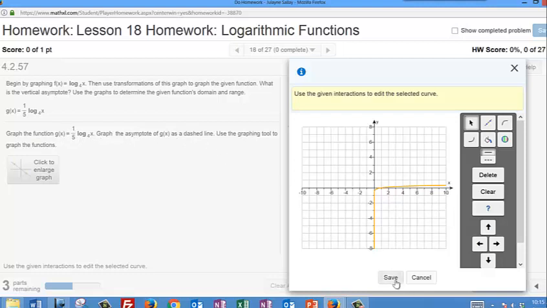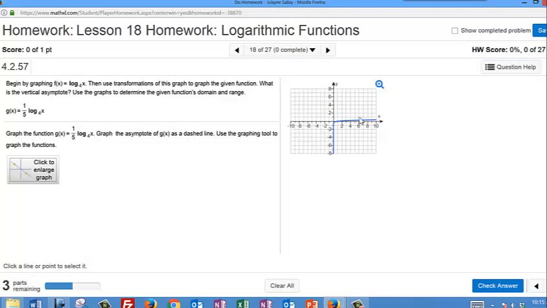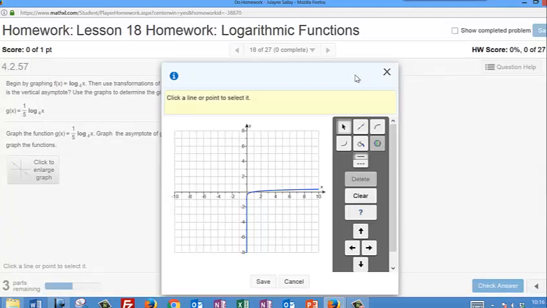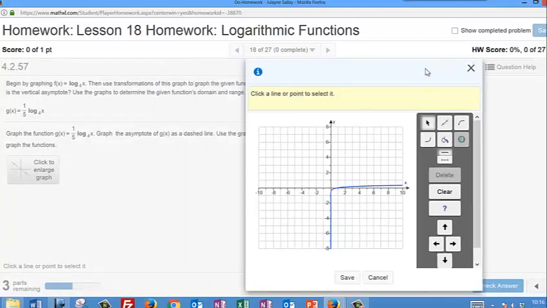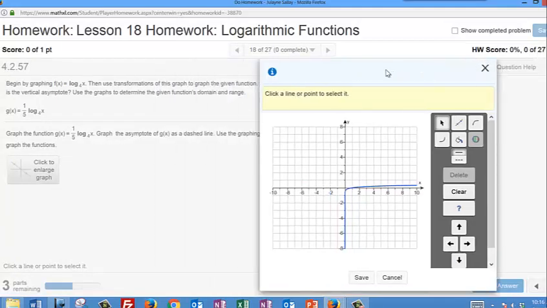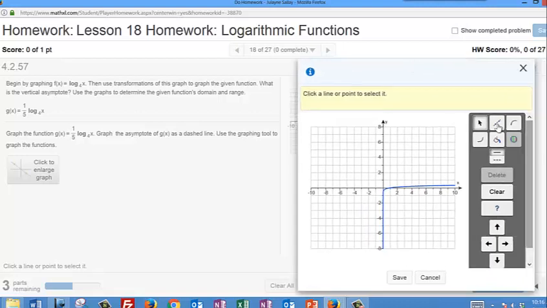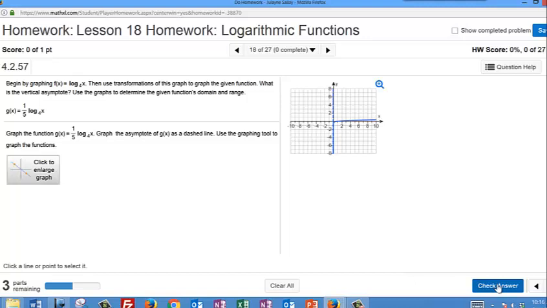Okay, so first I'm going to just save this so I don't lose or mess up that graph. Then I'm going to go back in and click again and graph the asymptote. The asymptote needs to be a straight line. It has to be a dashed line. It's a vertical line and it's on the y-axis, so I just need to pick 2 points on the y-axis so that I have a vertical line here as my asymptote. And then I go ahead and save, and then I'm going to check my answer.